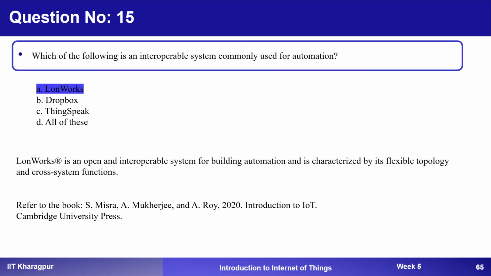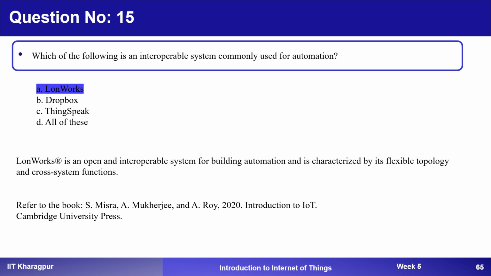LonWorks is an open standard networking platform specifically created to address the needs of control applications. The platform is built on a protocol created by Echelon Corporation for networking devices over media such as twisted pair, power lines, fiber optics and RF, radio frequencies. It is used for the automation of various functions within buildings such as lighting, building automation and all those things.